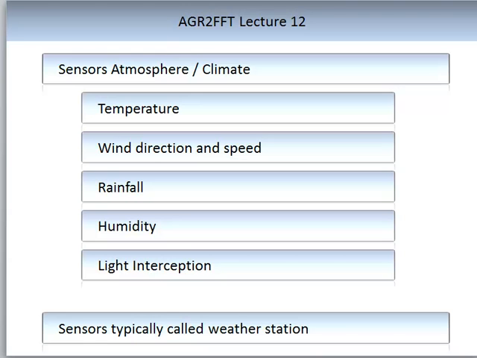Sensing climate is one of the most important sensing requirements for agriculture. Climate impacts on nearly every component of agricultural production. In this part we will look at the sensing of temperature, wind direction and speed, rainfall, humidity and light interception.